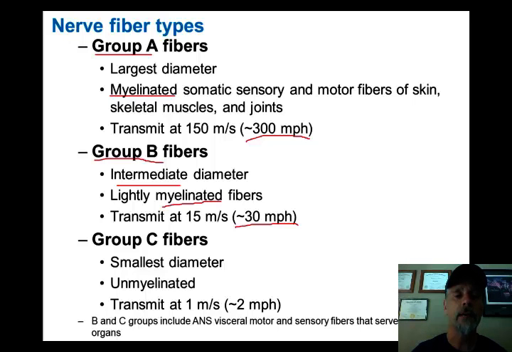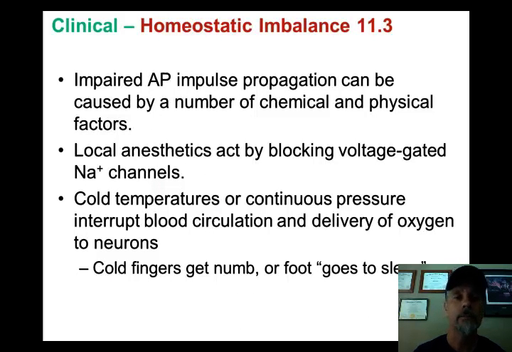Group C fibers are the smallest ones. They're unmyelinated, and they go about 2 miles an hour, like a good walk. But these ones are going to be within organs, like within the brain, right? The gray matter processing and things like that. Relatively small neurons, not going too far. So we have different categories.